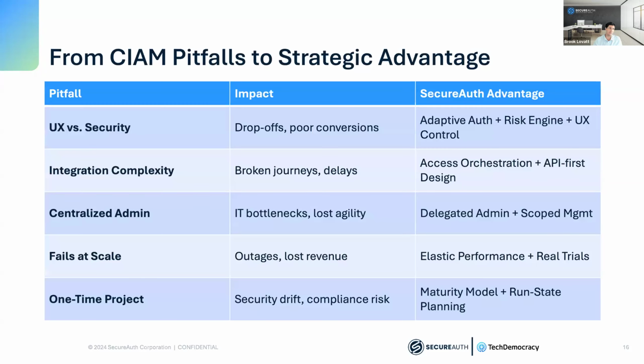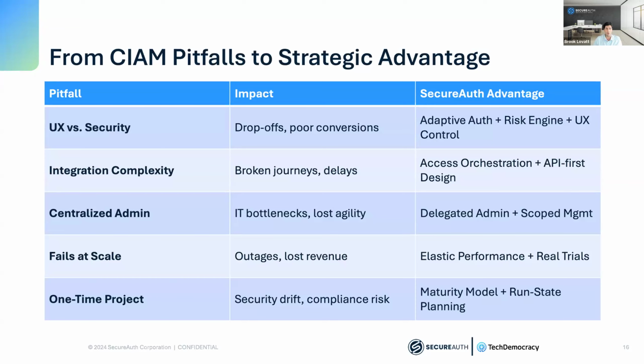All right, so let's go back through those pitfalls. We've got UX versus security, the impact, drop-offs, poor conversions. The advantage that we're offering here from a product perspective is the ability to do adaptive auth. We've got risk engine, we've got UX control. This is the stuff that allows you to eliminate friction where you don't need it.